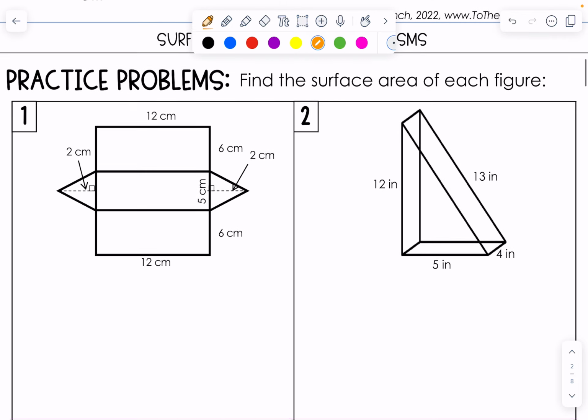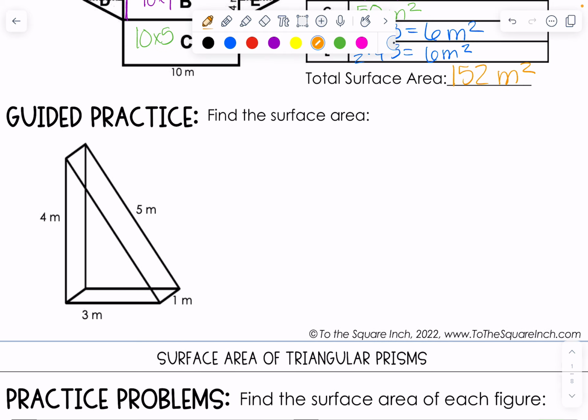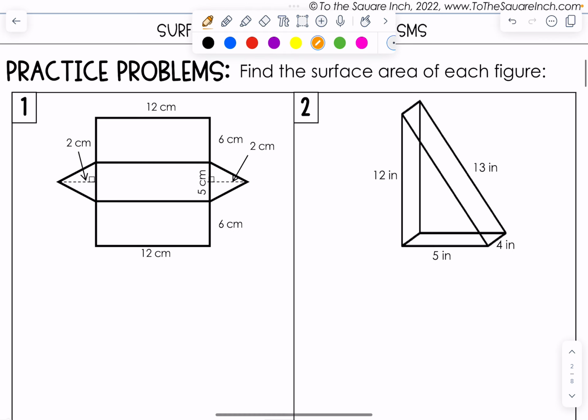So we're just going to look at a couple of examples. Actually, we'll do one more example here. We'll do number 2. When we are finding the surface area of this, now this one's just the prism itself, the net's not given to us. And so we want to try to remember that we're going to have 2 triangular bases and the 3 rectangles. So let's start with our triangular bases first.